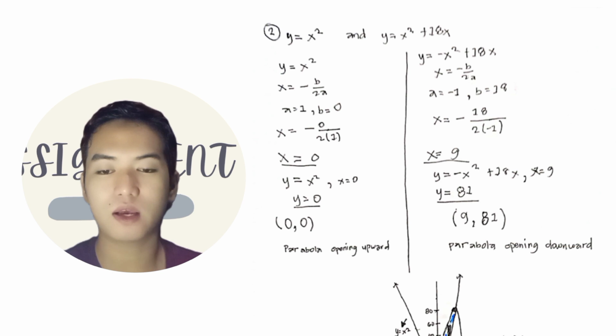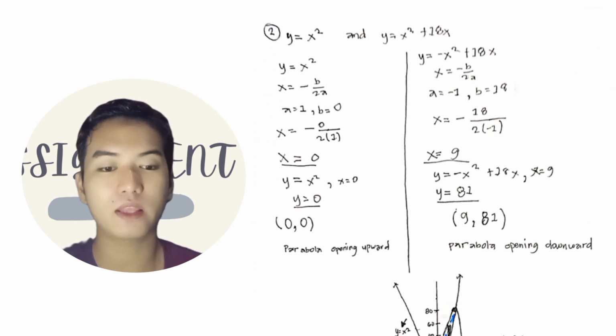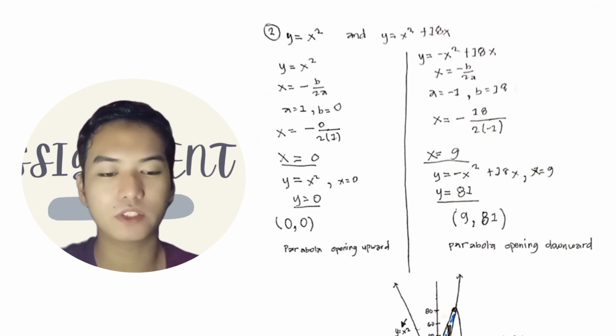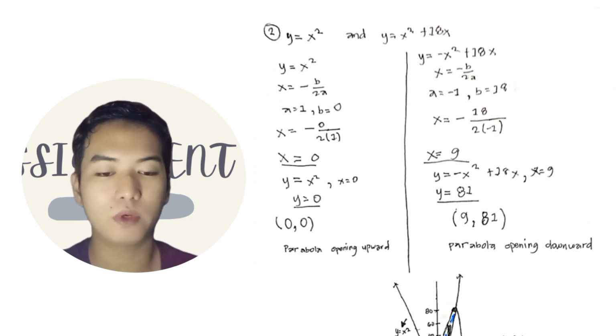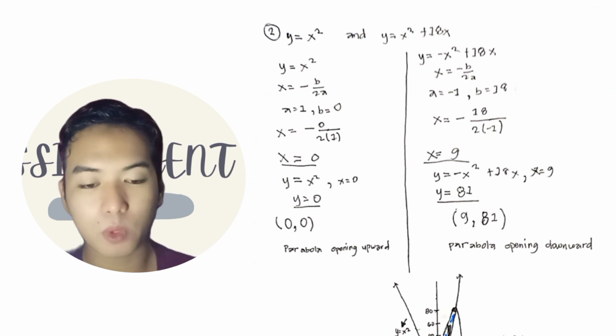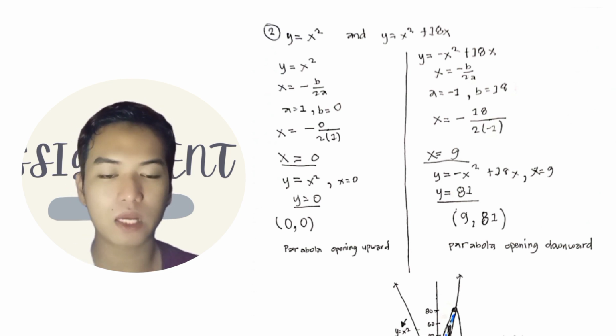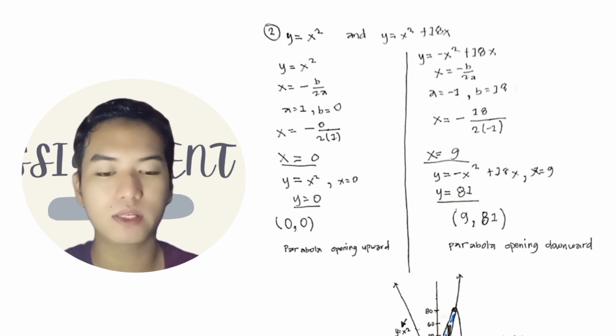Next is y equals negative x squared plus 18x. The same as what we did in the other function, we will use the formula to find the x coordinate, where x is equal to negative b over 2a, and the value of our a is negative 1, and the value of our b is 18. That is also based on the given function. Now let's plug in the values in our formula. We come up with x equals negative 18 over 2 times negative 1, and the result is x equals 9.